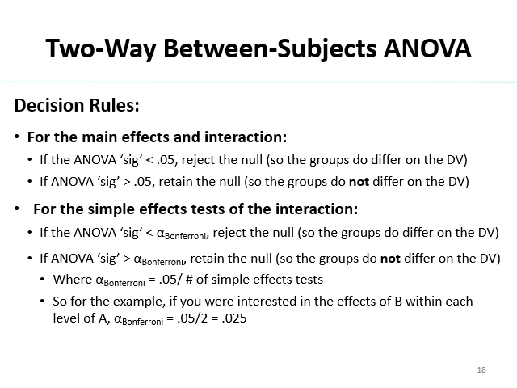So if the effects of B were what you were interested in within each level of A, that would be 2 simple effects tests. You would use an alpha Bonferroni of 0.05 divided by 2, or 0.025.